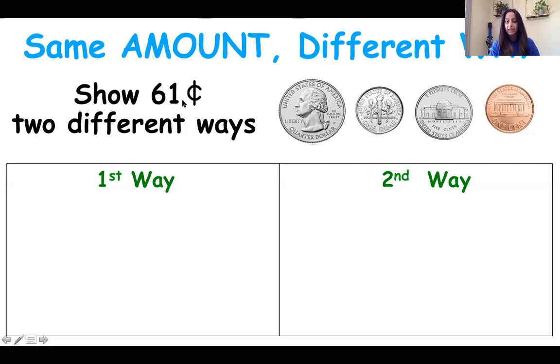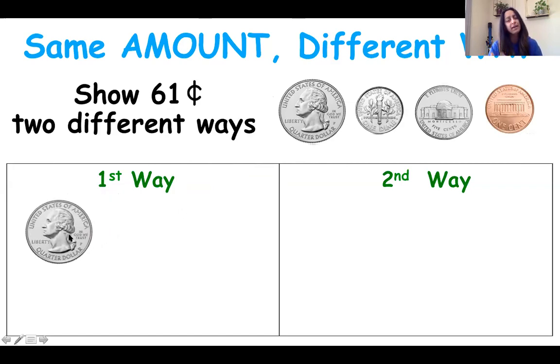Now let's really think carefully about this. 61 cents is a high amount of cents. It's definitely bigger than 25 cents, which is how much a quarter is worth, right? We know that a quarter is worth 25 cents. So I could probably start making 61 cents by first taking a quarter. So far we have 25 cents.